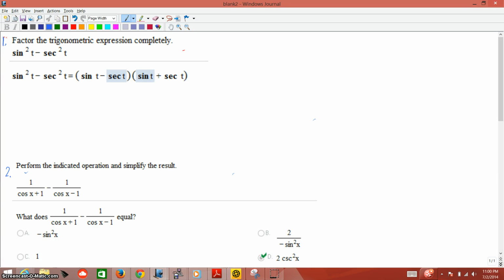Hi, I'm going to work out the problem you referred from quiz 7.2 section, problem number 6. I picked up two different problems and I'm going to work out both of them just to show you all different possibilities. Okay, so the first one is given to be sine squared t minus secant squared t.